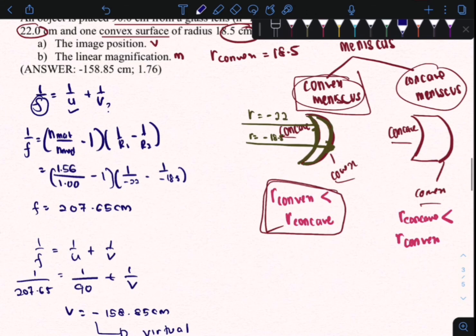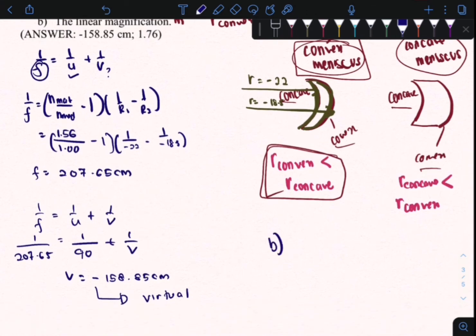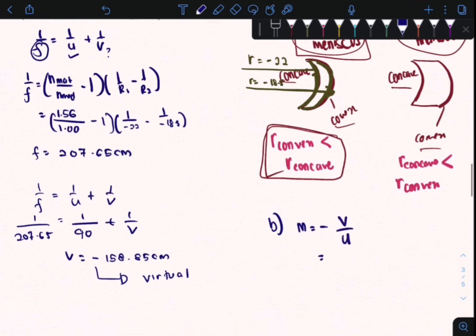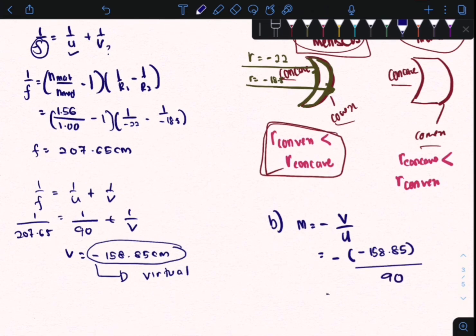Next we're going to find the linear magnification. The linear magnification M is equal to negative V over U. Since I have the information on my V and U, I'm going to use this one. So negative, and when you substitute your V, substitute the whole V with the negative sign. This is all the characteristic of the V that you have obtained, so do not neglect the sign of V here. Consider the V, divide by 90 and you will end up with 1.76. So your magnification is 1.76.